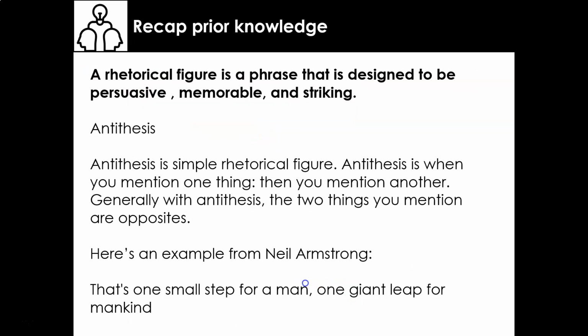Okay, we can recap that on this slide. We talked before about techniques that are used, and in fact in rhetoric we call them a rhetorical figure, and this is any kind of phrase that's designed to be persuasive and memorable and striking to the audience. So antithesis is a really simple rhetorical figure. It says that when you mention one thing, you mention another, and you make sure that the two things you've mentioned are almost opposites. So an example from Neil Armstrong, a really famous example of antithesis, is the line, "One small step for a man and one giant leap for mankind."